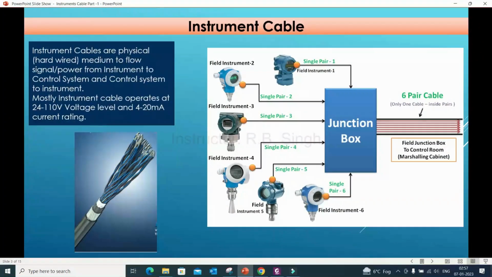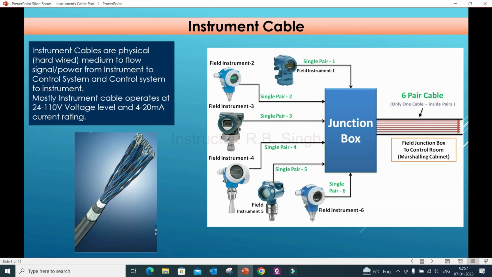So what is instrument cable? Instrument cables are the physical medium for the flow of signal or power from instrument to the control system and from the control system to the instrument. Mostly instrument cables operate at 24 to 110 volts and 4-20 milliampere current rating.